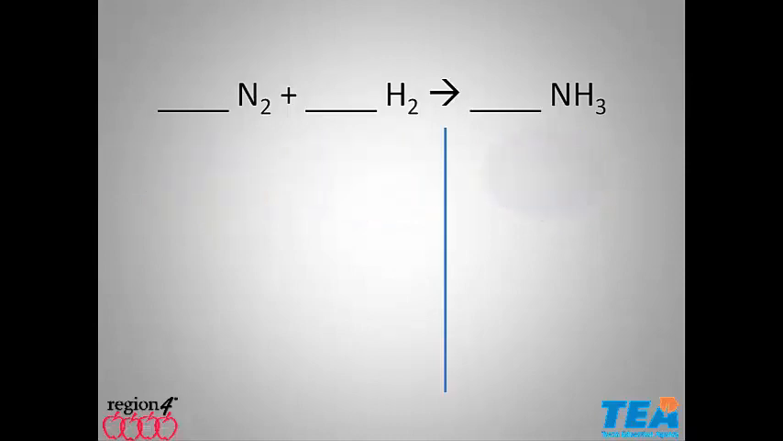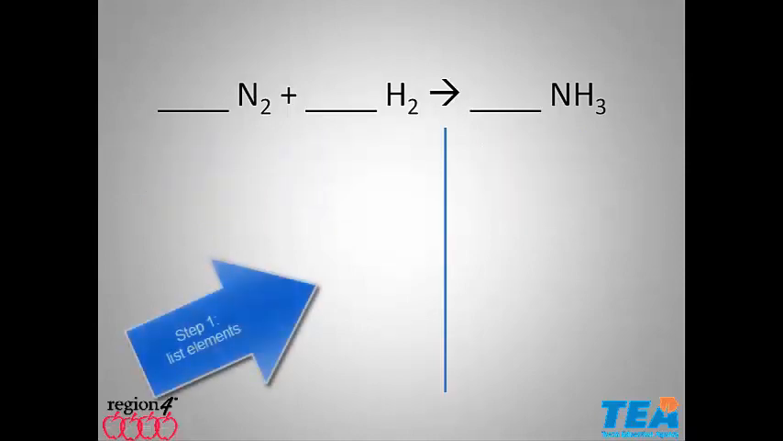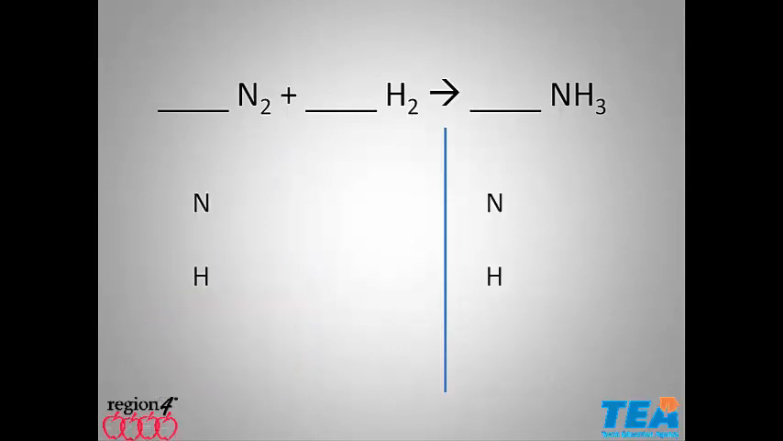The first step in balancing a chemical equation is listing each type of atom that you have in the reaction. So we're going to list nitrogen and hydrogen. We have those atoms on each side of the chemical reaction, so list them in the same order on each side.